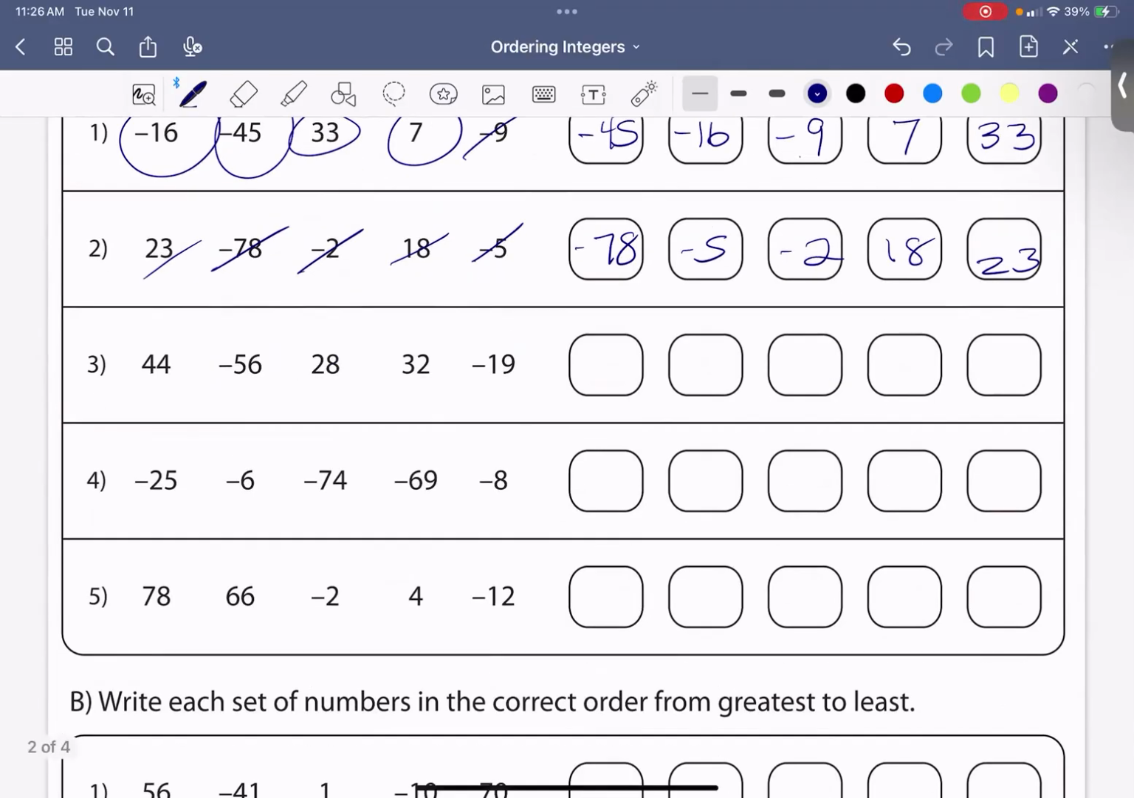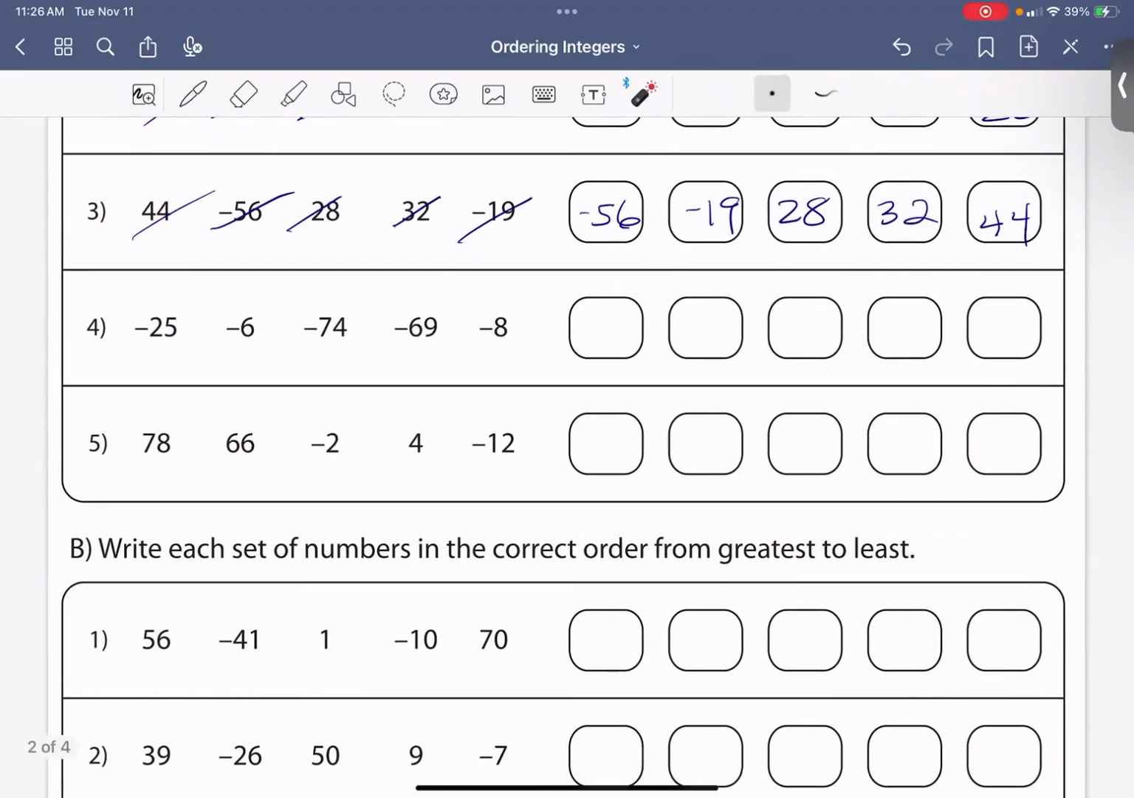Next, we start with the negative numbers. The smallest is negative 56. Then negative 19. Then we have, let's see, the smallest of the positive numbers would be positive 28, then positive 32, then positive 44.